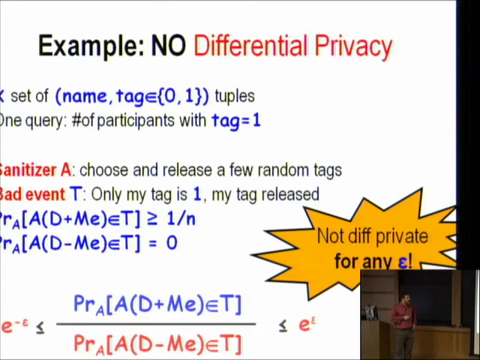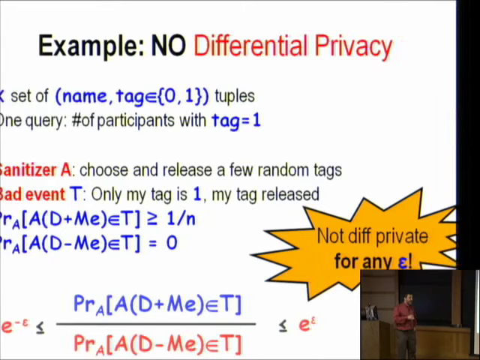You want to motivate why multiplicative is better than additive? This is exactly the motivation. It's true that a priori, this is not such a bad thing. What's the chance that it'll be released? But once it happens, then my privacy has been violated. That's the problem with this.